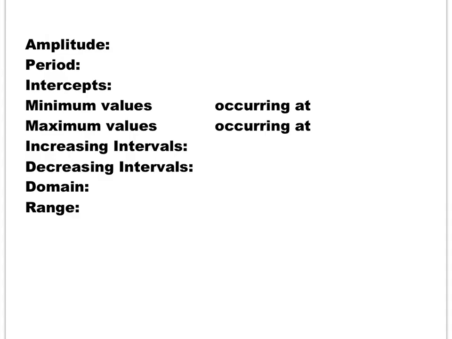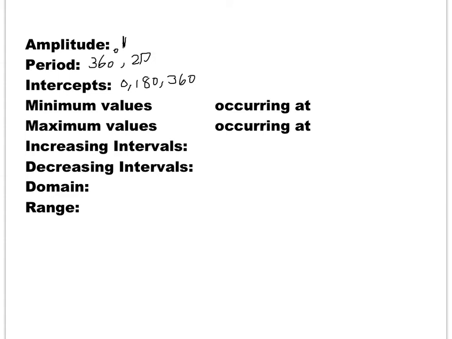The next part of the question is asking what is the amplitude. The amplitude is 1 because the distance from the x-axis to the maximum or the minimum is 1 unit. The period is 360 degrees, or we can say the period is 2 pi. Pi is equal to 180 degrees, so 2 times 180 is 360. The x-intercepts are the points that the graph crosses the x-axis, and this was 0, 180, and 360.